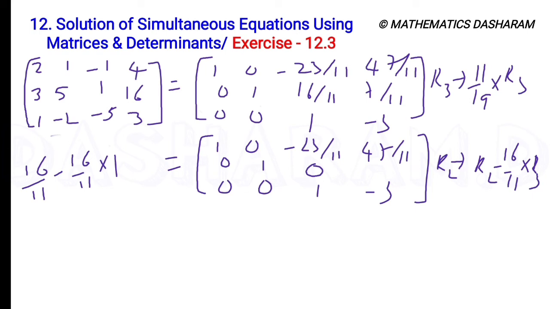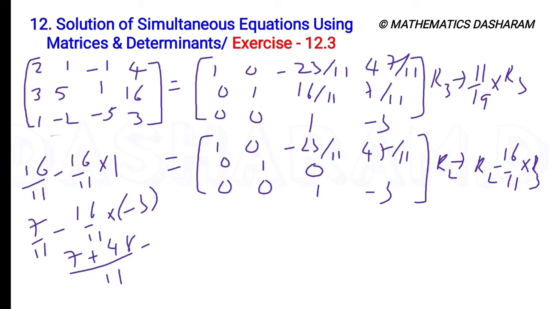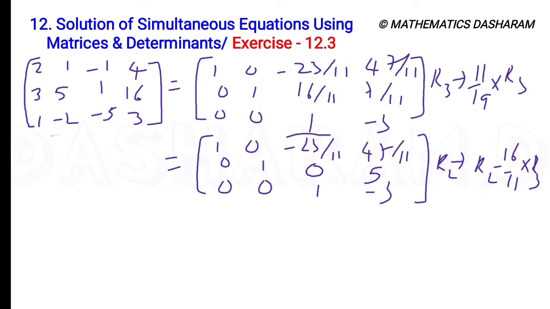Next R2 7 by 11 minus 16 by 11 into R3. R3 is what? Minus 3. Here the LCM is 11. So 7 plus 16 3s are 48. So 7 plus 48 is 55 by 11. So it is equal to 5. So here is a 5. So now finally we need a 0 at this place. So here first of all 0 1 0 5, 0 0 1 minus 3.